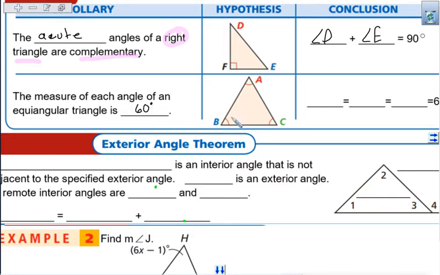The next one, anytime you have an equiangular triangle, each one of those angles is 60 degrees. So angle A is 60 degrees, angle B is 60 degrees, angle C is 60 degrees. And they all equal the same thing.